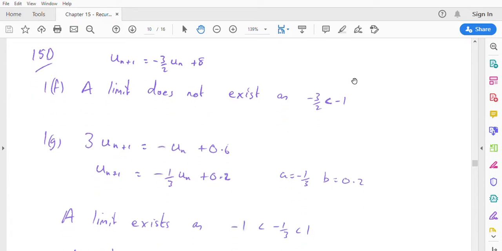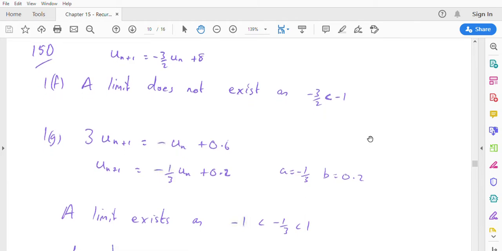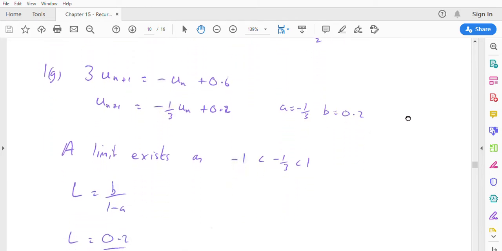15D. Here the coefficient of un is -3/2, so that is smaller than -1, so a limit will not exist to this sequence. So if you worked out u1, u2, u3, u4, u5, u100, u1000, u1,000,000, u1,000,000,000, you notice that it just keeps on spiraling out of control and does not move towards a limit. So again, we need to make the statement there. But there's no follow-up work to do because there's no limit to calculate.